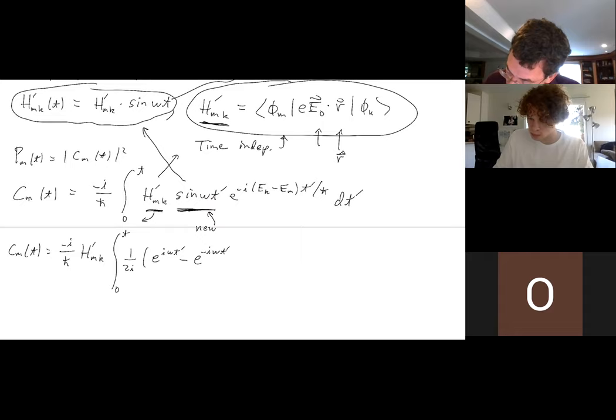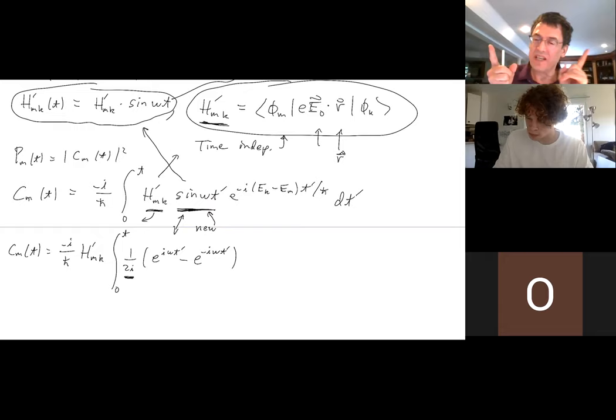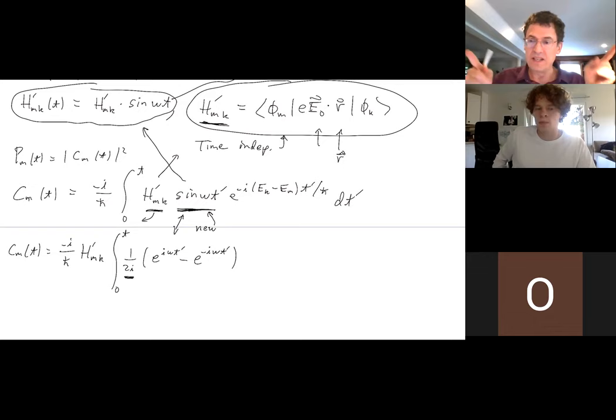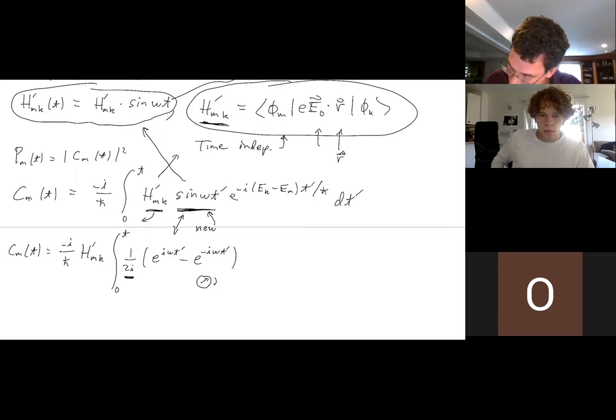So you guys all know that. It's just a little way to expand sine. But it's actually really important for this problem, because we're turning the sine omega t into these two. We're basically taking the sine omega t and turning it into two complex phasors, spinning in opposite directions. I want you to see that. This is now a phasor spinning in one direction, and this is a phasor spinning in the other direction.